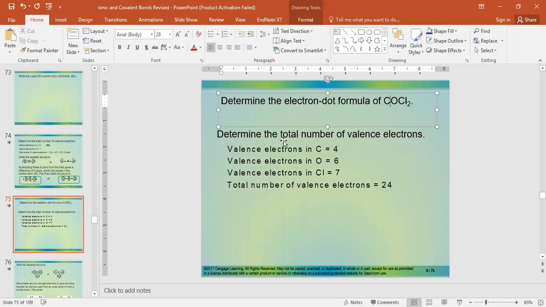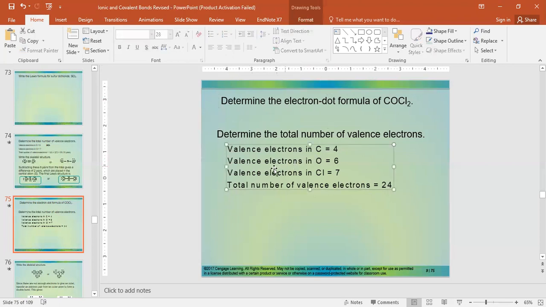So what we are going to do here is we look at carbon. Now carbon, if you look at the electronic configuration you did, is 2, 4. So the valence electrons are 4. The valence electrons for oxygen are 6. The valence electrons for chlorine, we have looked at it. They are 7.